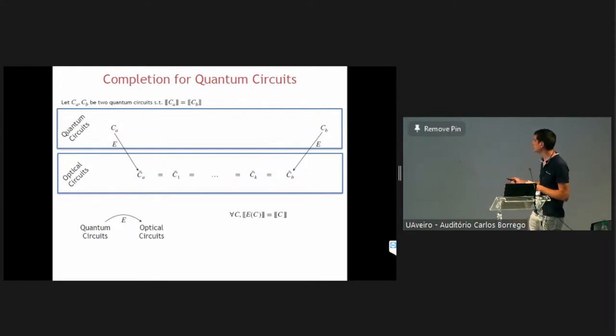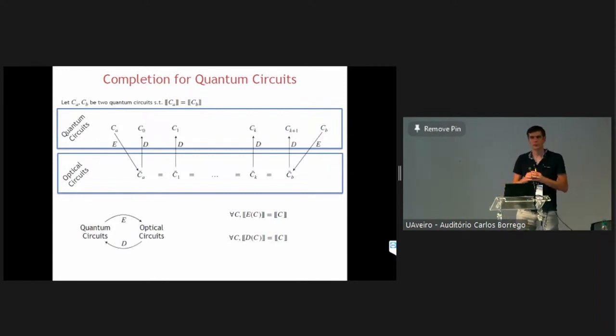Now the idea is to lift this proof from the optical circuits to the quantum circuits. To do this, we can use a decoding map, mapping optical circuits into quantum circuits, in such a way that we have the skeleton of the proof. We have the intermediate steps, and we just need to fill the gaps to finish the proof. The idea with this completion procedure is to find enough equations to guarantee that we can fill the gaps. But each of these gaps is somehow finite, so it's doable. So this is the idea of the proof.